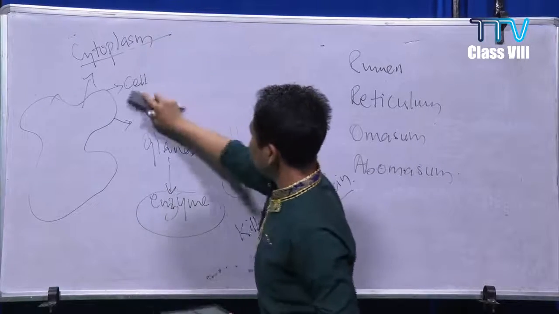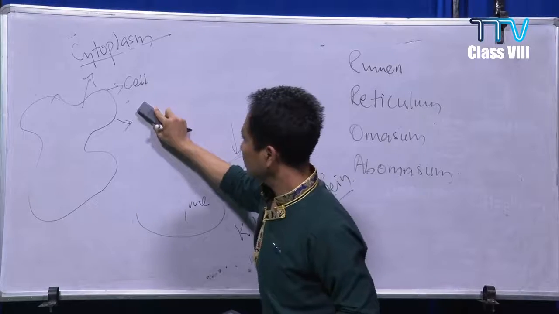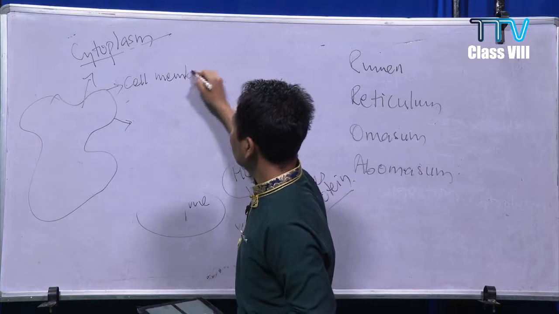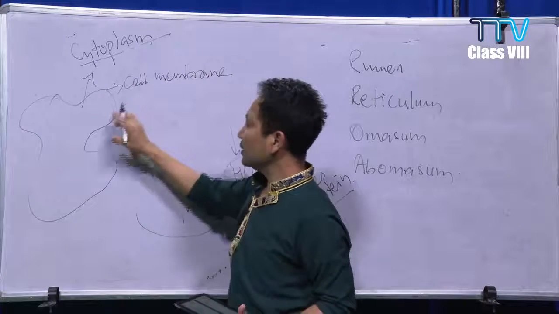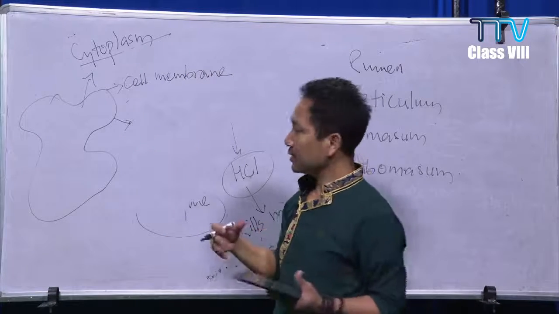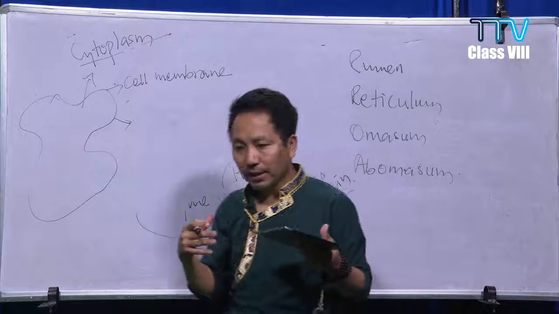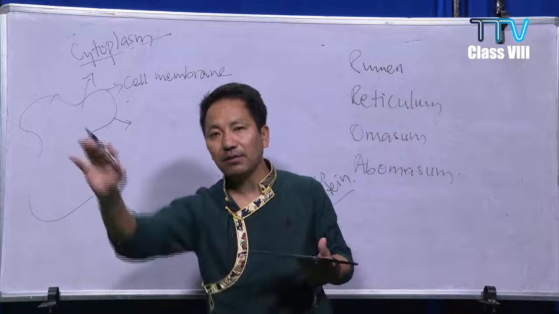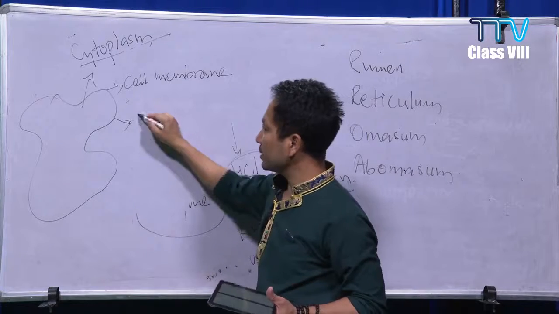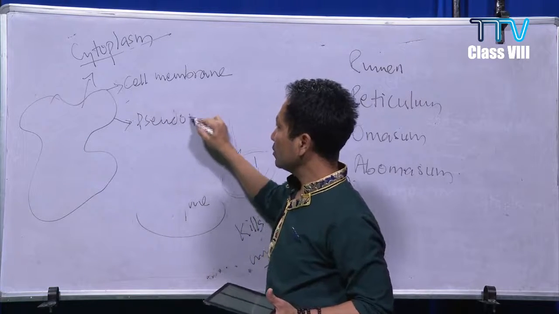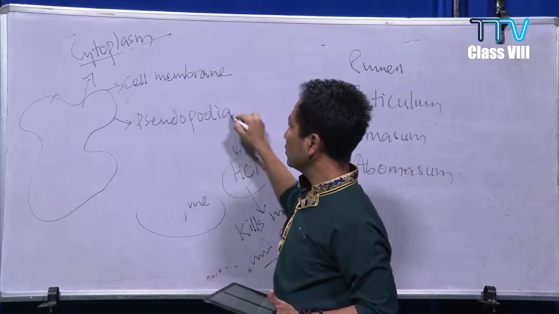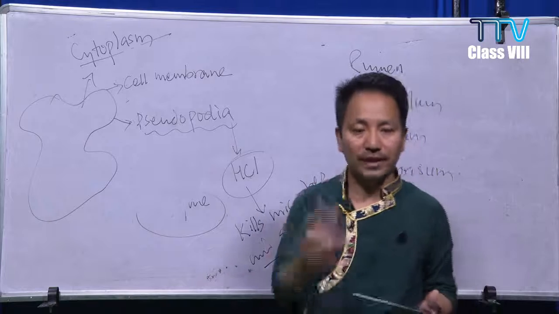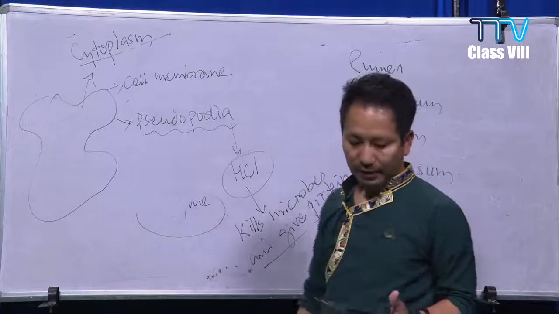So pseudopodia are extensions of the cytoplasm, the cytosol. Pseudopodia is just the extension of the cytoplasm of the cell. What is the initial pseudopodia called?